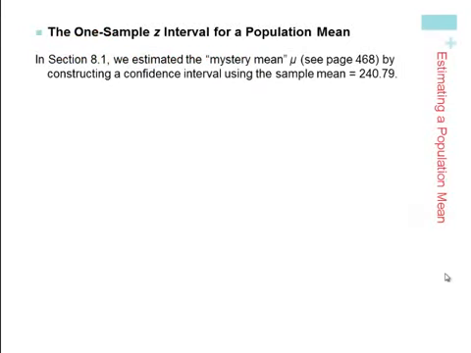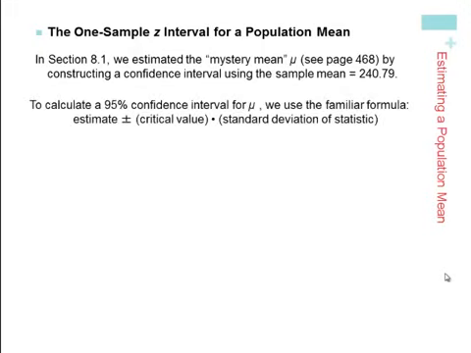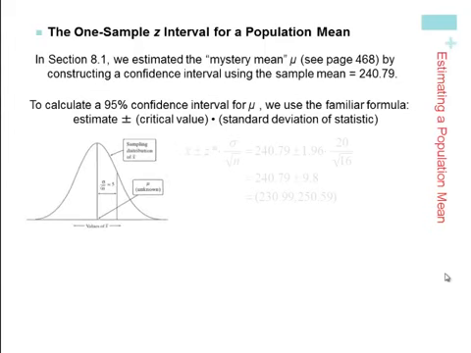In the mystery mean activity that we did in Section 8.1, we've actually already calculated one of these. If you can remember back, what we did is we took the formula estimate plus or minus critical value times standard deviation of the statistic and evaluated the mystery mean to be between 230.99 and 250.59.